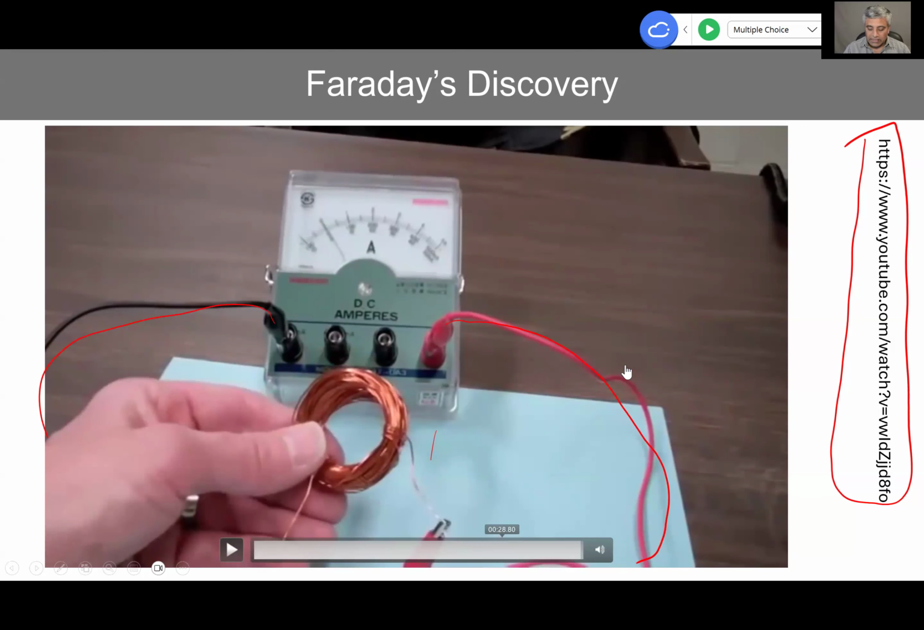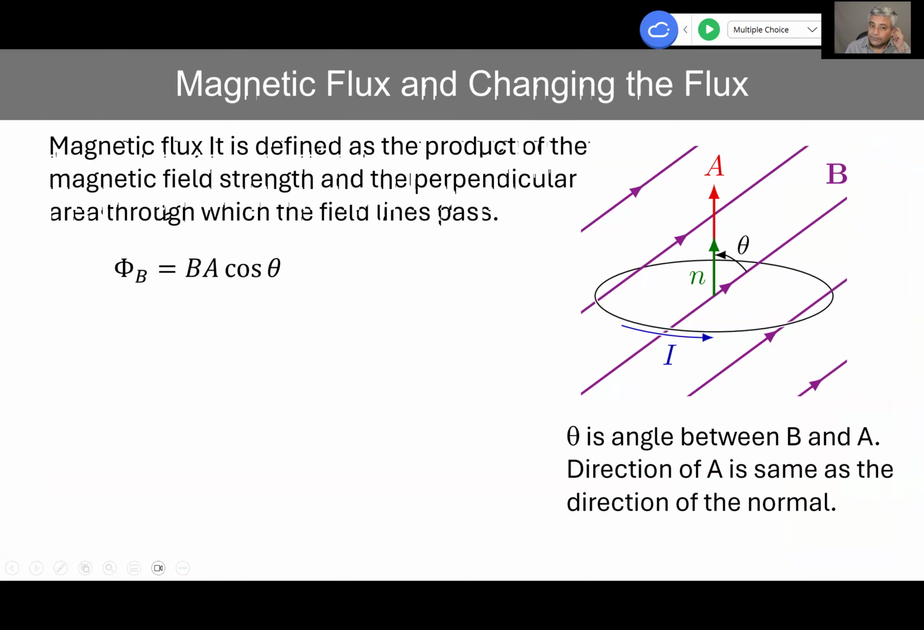So this was first discovered by Faraday. So what did we notice from watching the video is that it's not just the magnetic field. It depends on the number of turns and how quickly the magnet is moving.